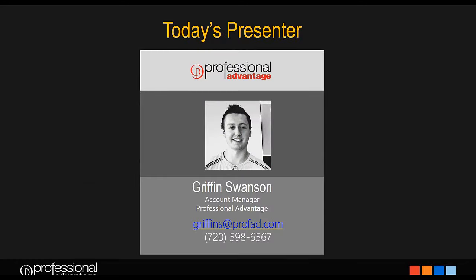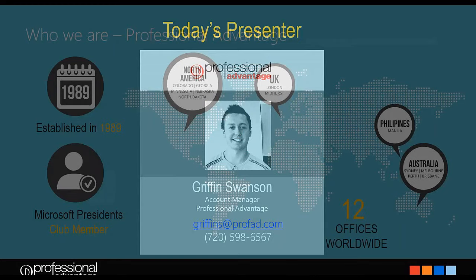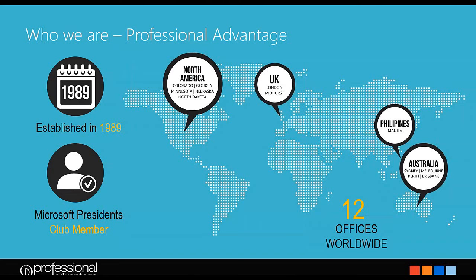Again, as I mentioned, my name is Griffin Swanson. I am the account manager and inside sales here at Professional Advantage and work with collections management. I'd love to give a little background history on our company. Professional Advantage was established in 1989. We've been a Microsoft President's Club member for several years, and we now have 12 offices worldwide.